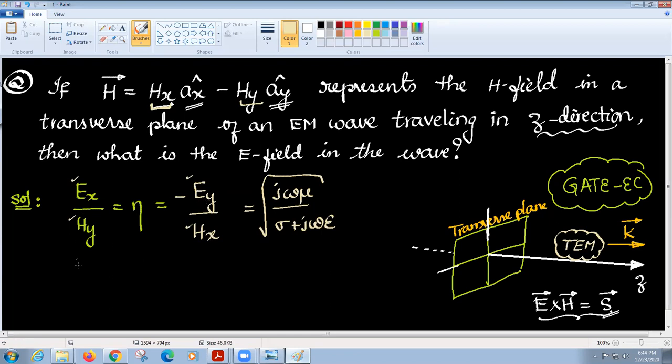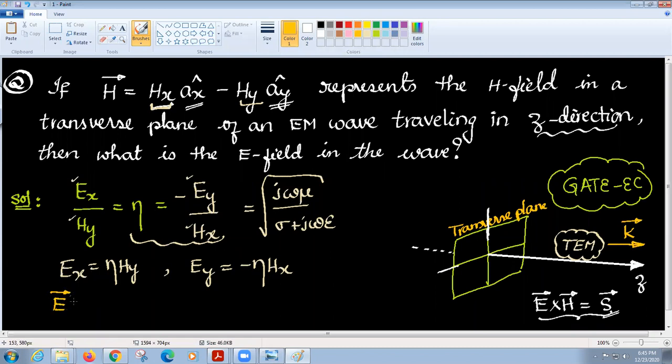Okay. So from this I can say that my Ex is equal to eta Hy. So I found Ex, and also from this I can find Ey is equal to negative eta Hx, where eta is equal to what? The intrinsic impedance of the medium. Okay, so just plug in. So anyways, H and E will have the same form. The only change is in terms of amplitudes and phases. Otherwise, they always exhibit the same form.